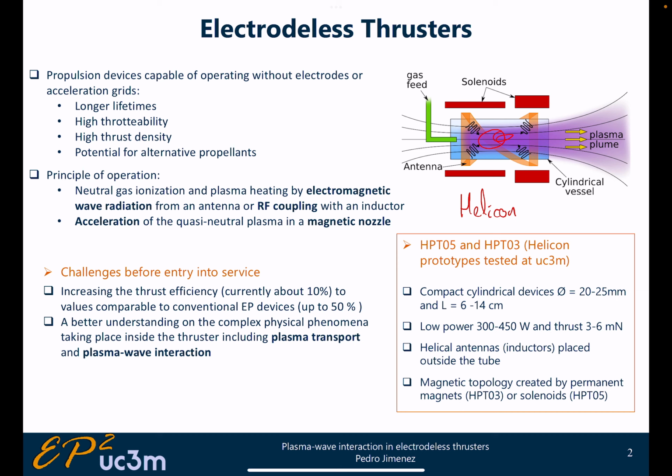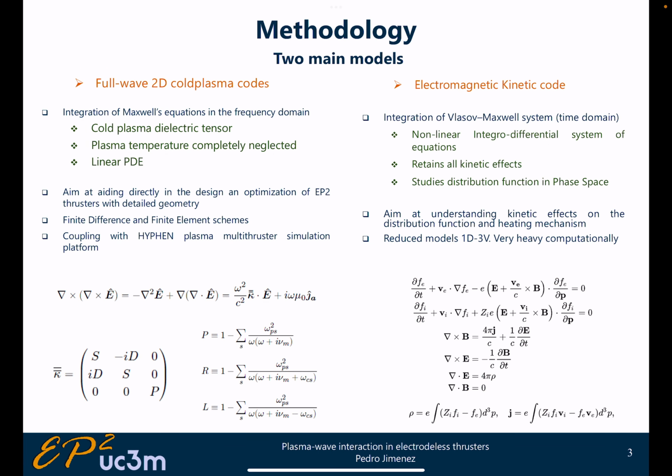And this is something we have to understand better because despite all these advantages that I told you, the current efficiency is really low. And this is a huge problem because classic devices like Hall thrusters can achieve like 50% efficiency. So if we want to compete with them, we have to get to those efficiencies.